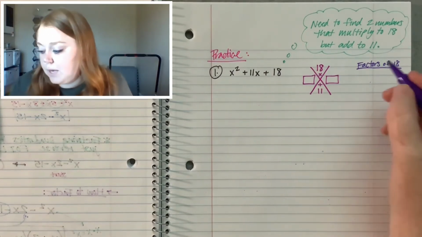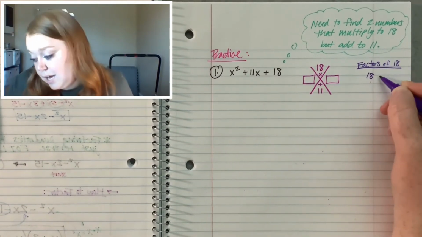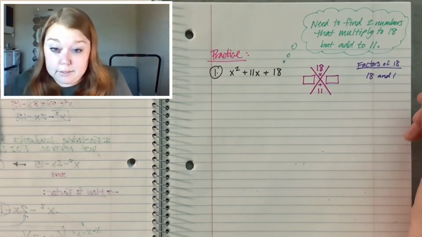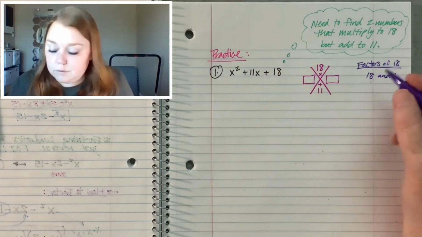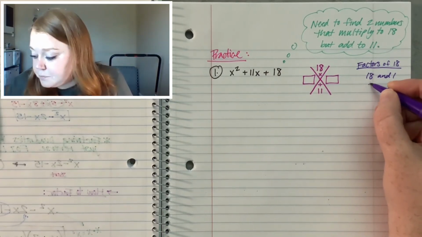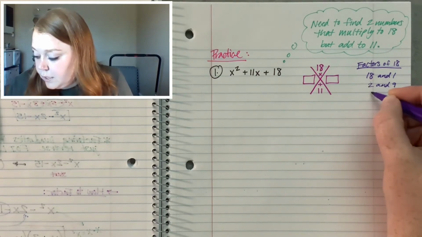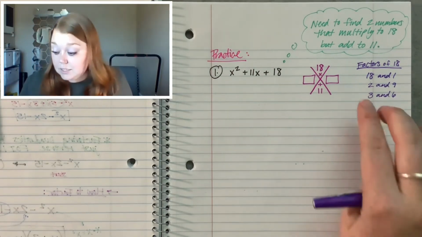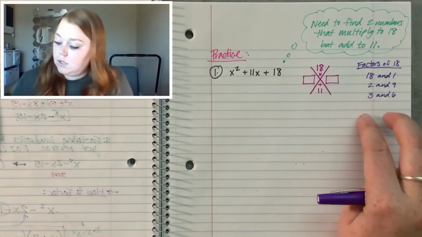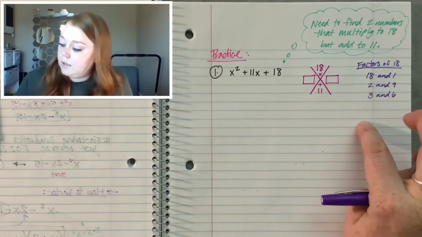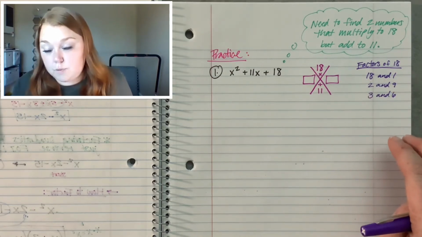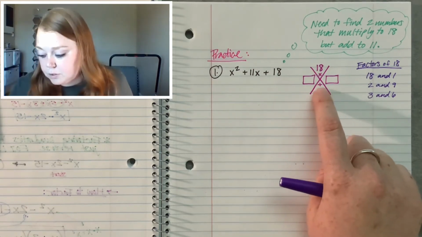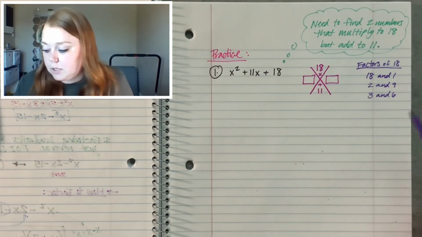So now let's think of how we can make 18. I always start with just like 18 and 1. I know 2 times 9, or you can flip that around, 1 and 18, right? 2 times 9 and 3 and 6. 3 times 6 is 18. Once again, technically, negative 18 and negative 1, negative 2 and negative 9, negative 3 and negative 6 are also factors of positive 18. But when you add two negatives, you end up getting a bigger negative, and you actually want them to add to be a positive. So it's got to be one of these combos.